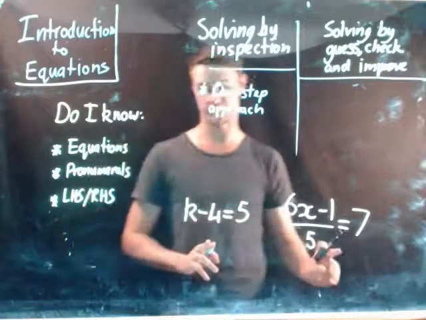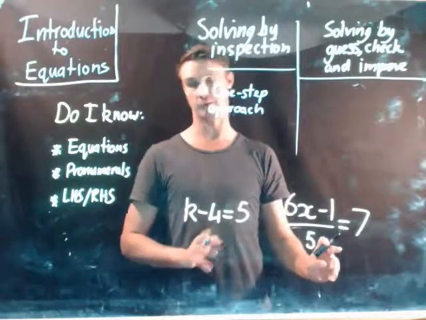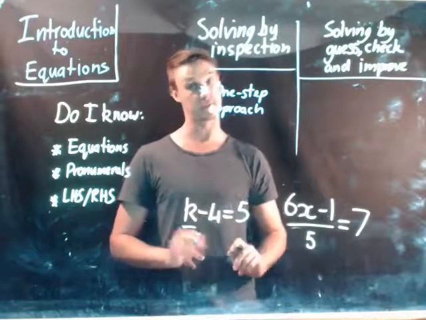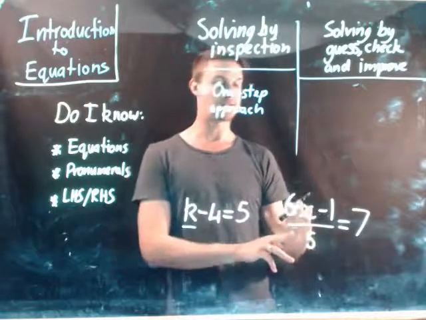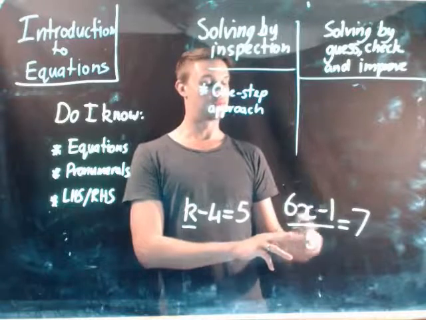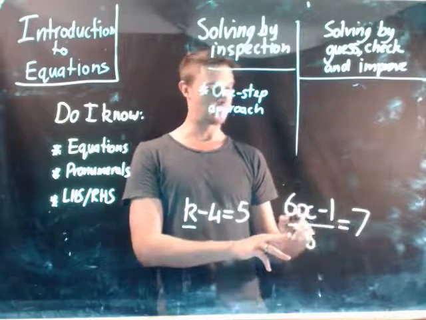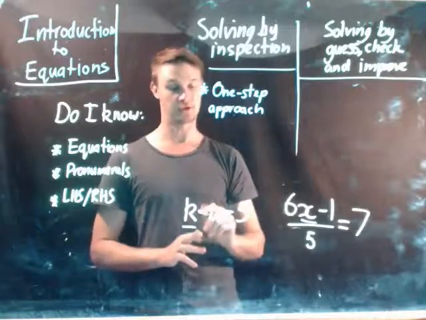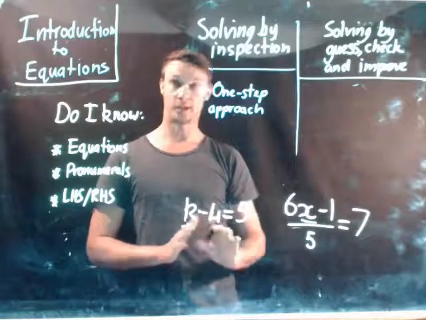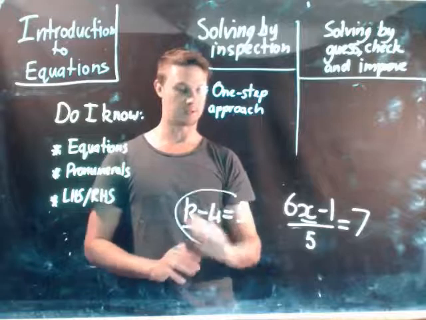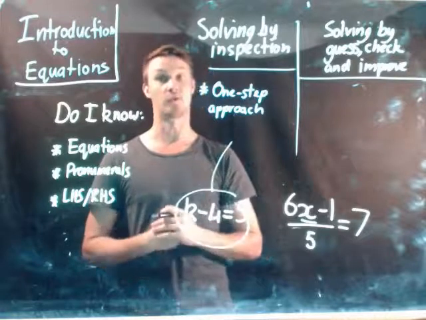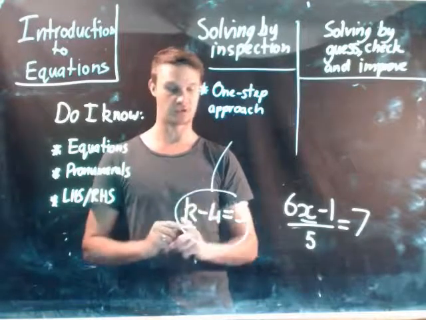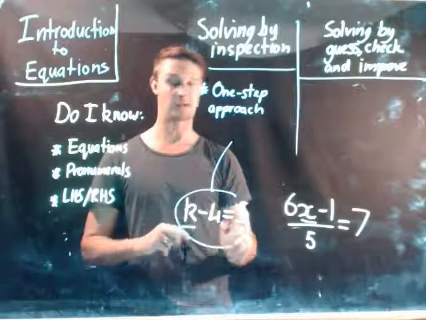If we use these two examples here, we have k minus 4 equals 5. Obviously, the pronumeral that we need to answer is k. And we also have 6x minus 1 divided by 5 equals 7, and we need to find what the pronumeral x is. Knowing that this is a one-step approach, solving by inspection, we're going to use it for this one, because it's simply k minus 4 equals 5.